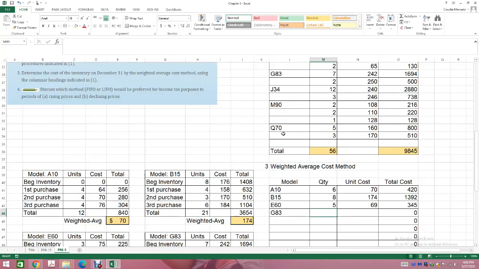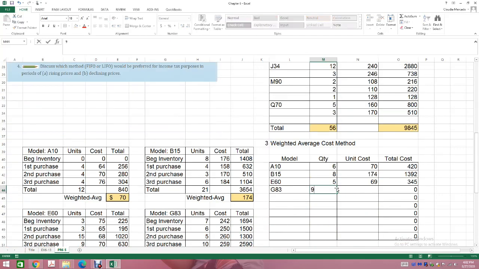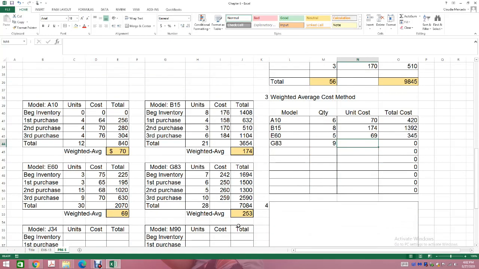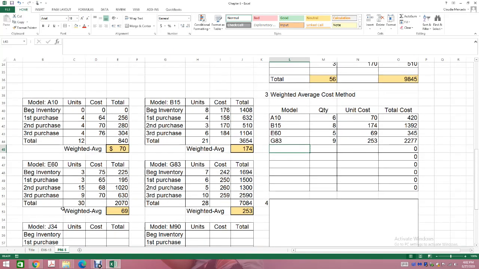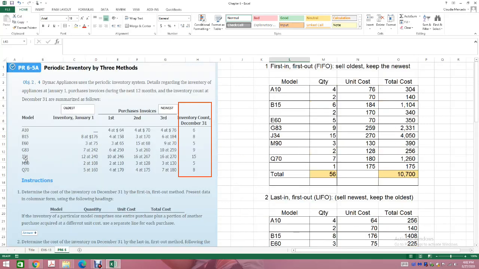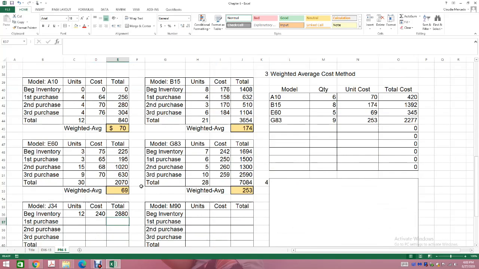For G83, we had 9 units left. So we've got 9 units at $253. That is what we calculated. That'll give me $22.77. The next model we have is model J34. For J34, we have beginning inventory of 12 at 240. And we multiply those together. That gives me $28.80.